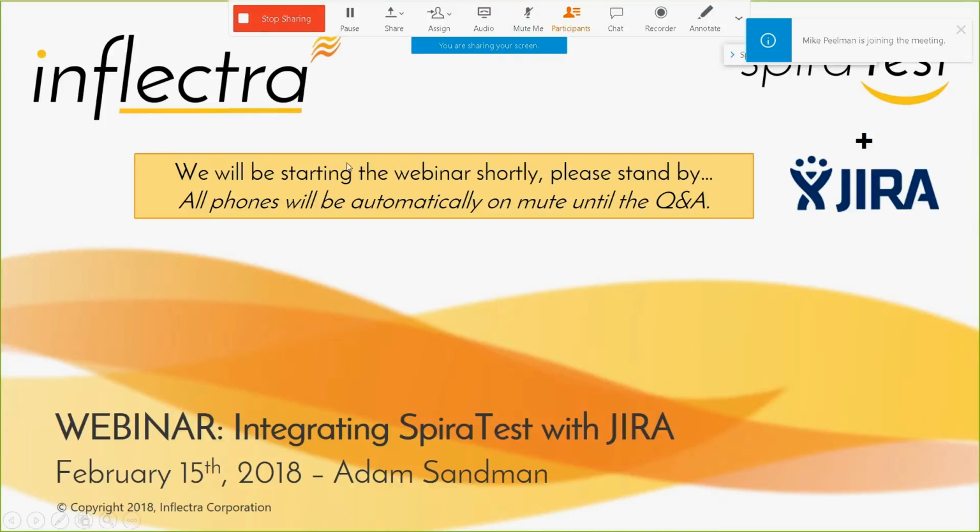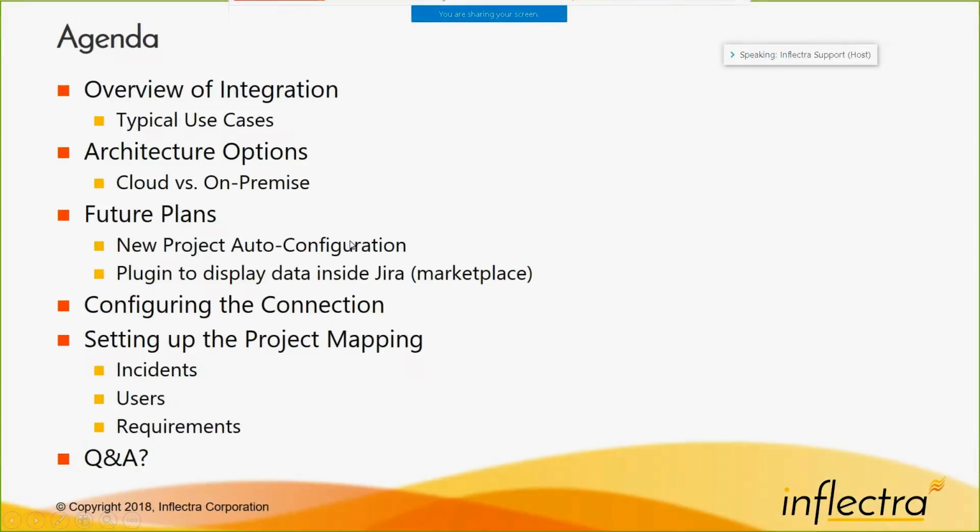So first of all, on our agenda today, we're going to go through a little bit of the overview of the integration, how you would use it and why you would use it and what different ways you can use it. We'll then talk a little bit about the different architecture options, because some of our customers are using SpiraTest in the cloud, some are using JIRA in the cloud, some are using SpiraTest on-premise, some are using JIRA on-premise, and there are some slight differences in how you deploy them depending on your architecture, and we'll go through some of that at the beginning.